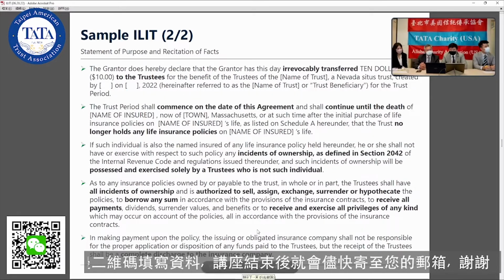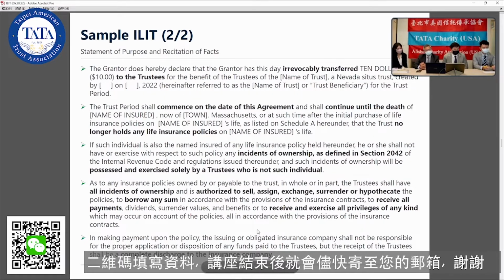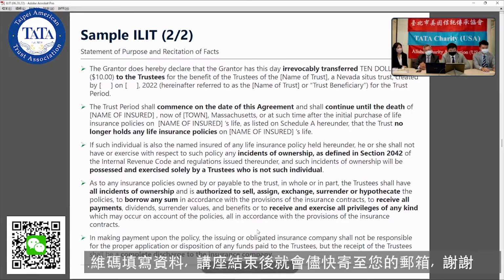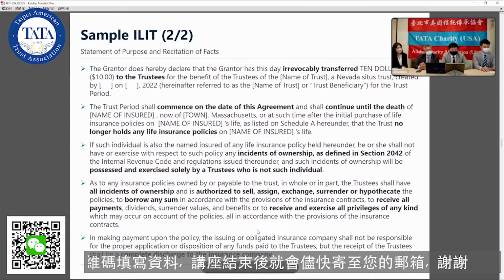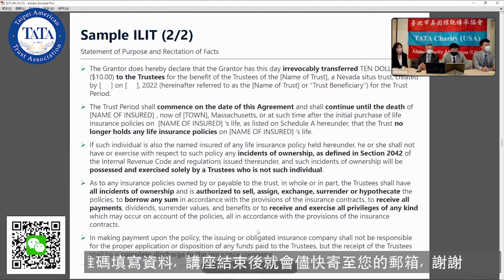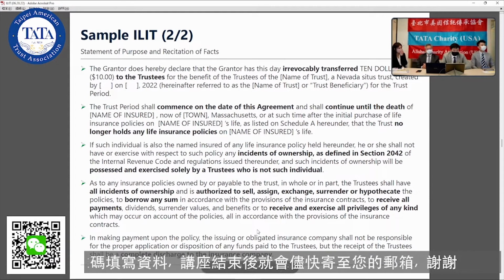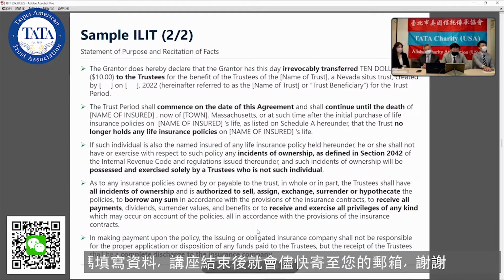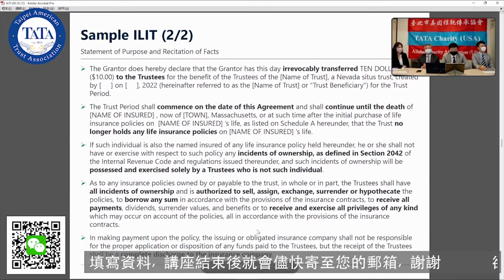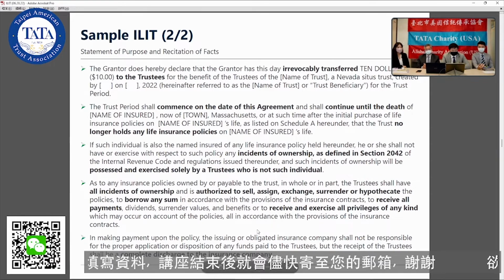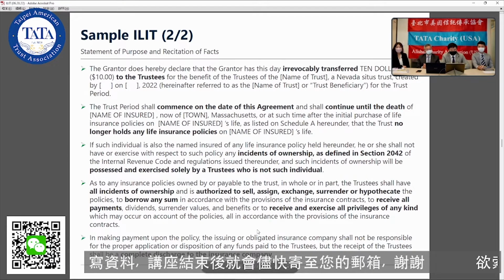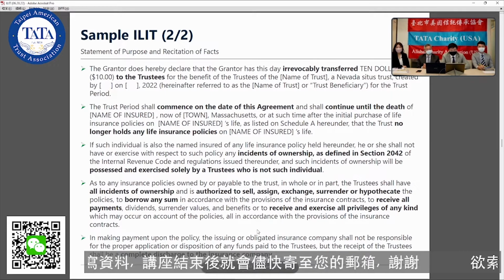Okay, and then for the next sample ILIT, we're going to have a statement of purpose and recitation of facts. This is typically what we would see at the beginning of an ILIT. It will be an irrevocable transfer from the grantor to the trustees of a set amount of money, or set amounts of money. Usually the initial amount will be small, and then the grantor will gift more and more as the trust begins to pay the insurance premiums.